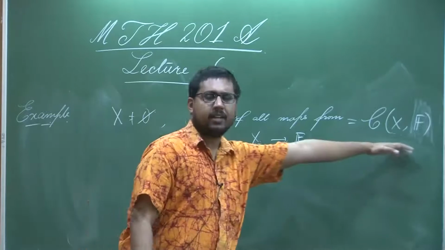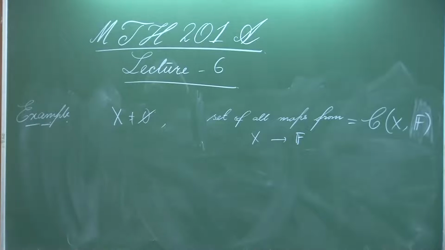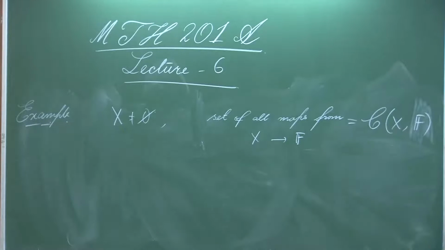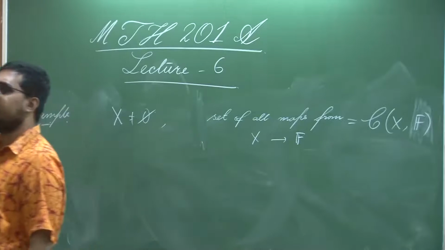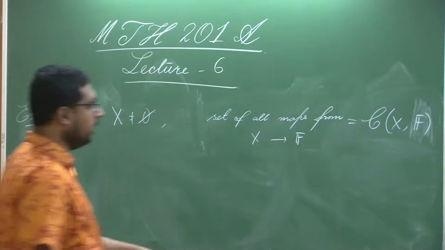So, we want to make it a vector space over F. How should I define addition and scalar multiplication? It is very easy to see, in fact, it is very natural. Let me put it this way: my question is how to make it a vector space over F. The motivation for that I will get from the special cases. So, let us see first.